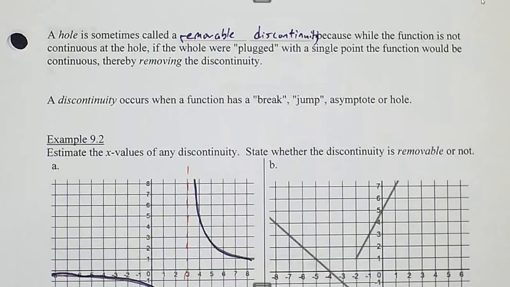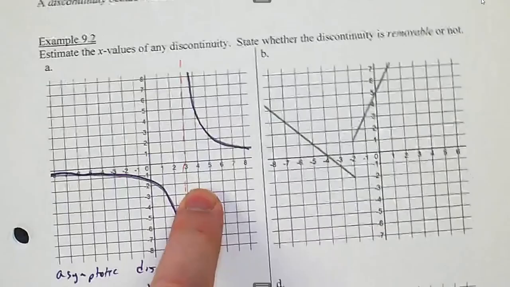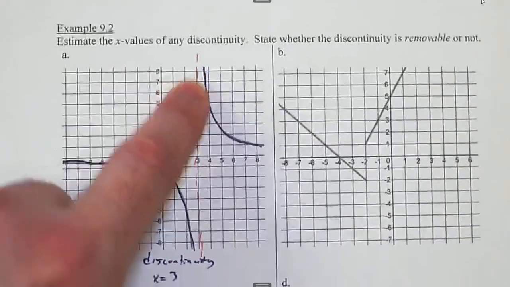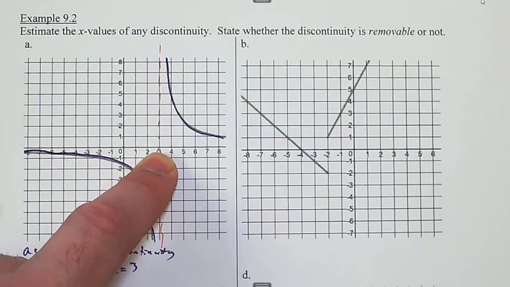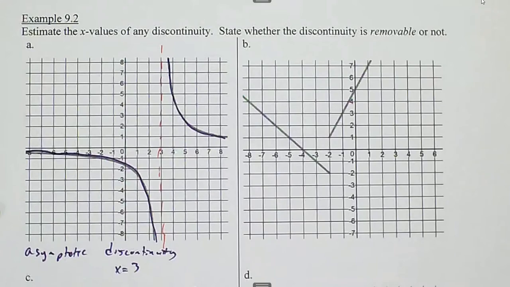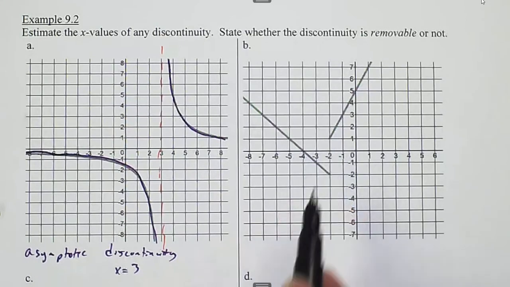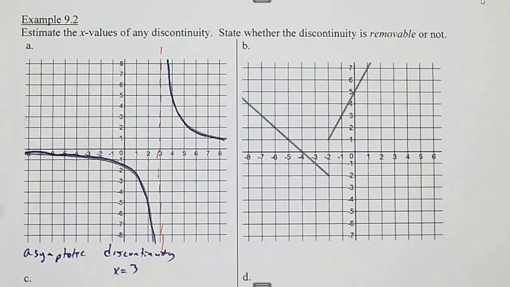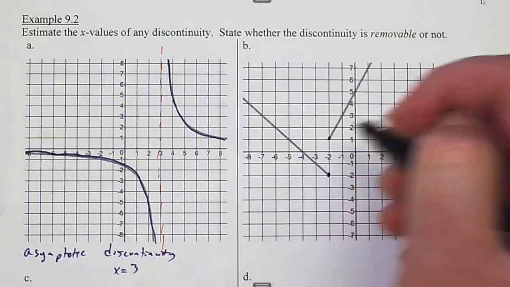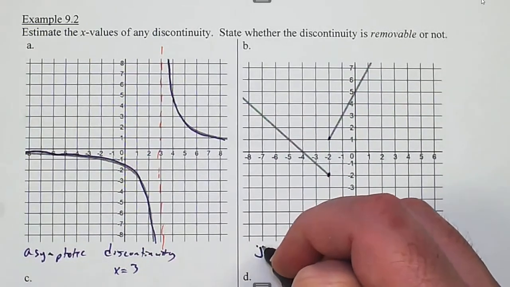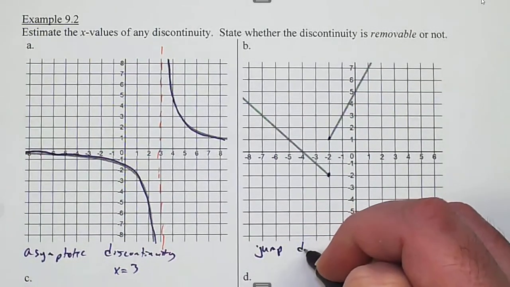And the reason why it's removable is because I could simply place a single infinitely small dot and it'd be continuous. I can't place a single dot here and make this continuous. Okay? Take a look at letter B. This graph has this big break right here. And I like to call them breaks, but they're usually called jump discontinuity.